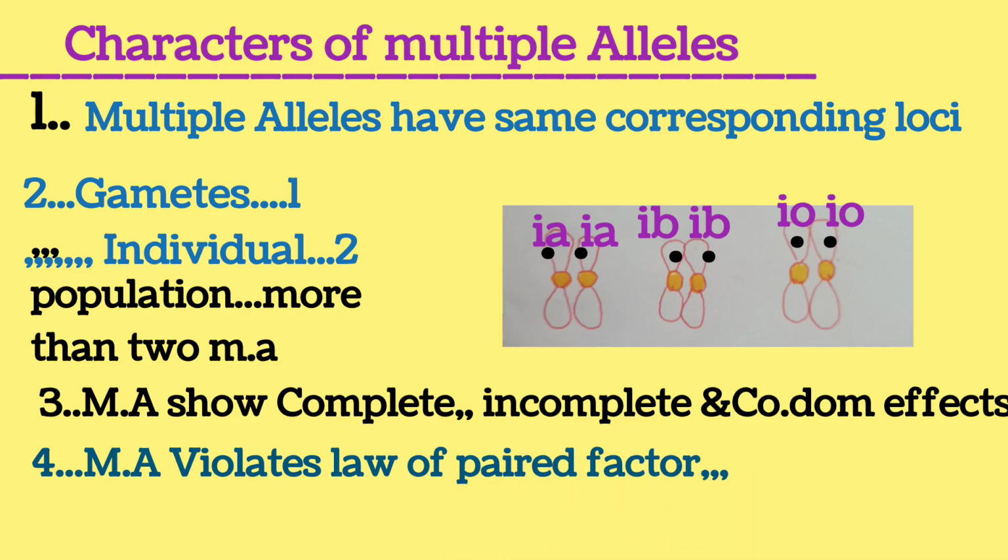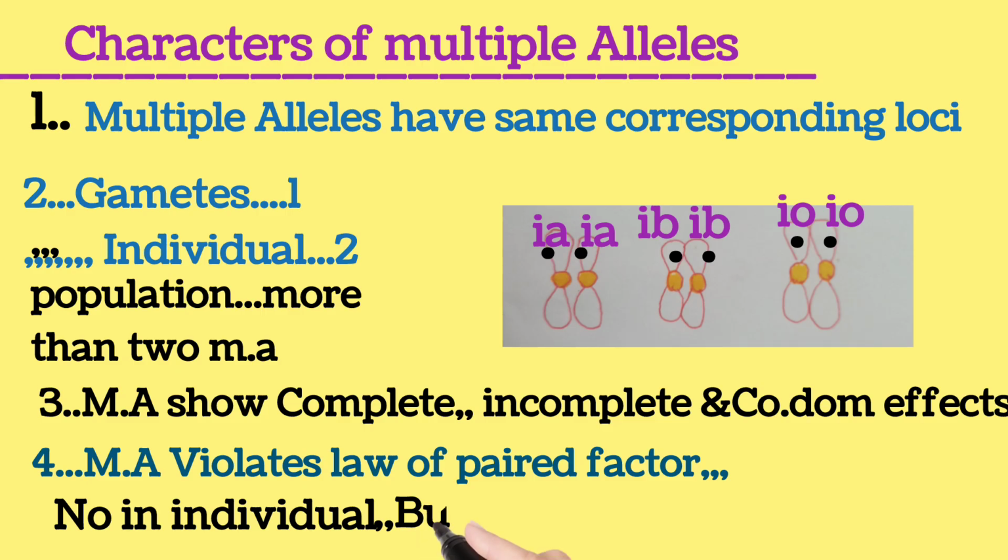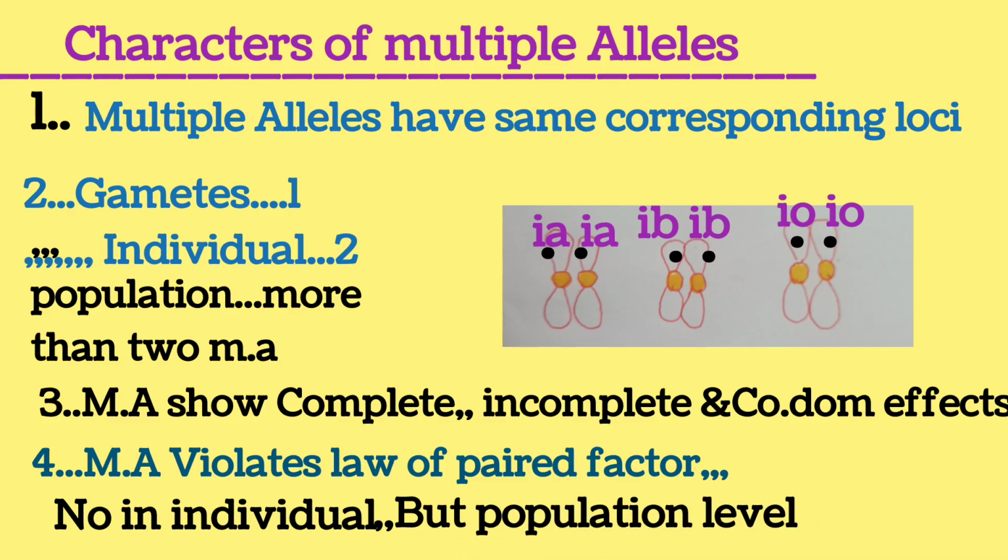Now the last very important character: multiple alleles violate the law of pure factor, not in the individual but at the population level. An individual has two alleles as stated by the law of pure factor. Let me show you a diagram. This is an individual, it has two alleles. Here both multiple allelism and the law of pure factor are valid, but in a population multiple allelism completely violates the law.